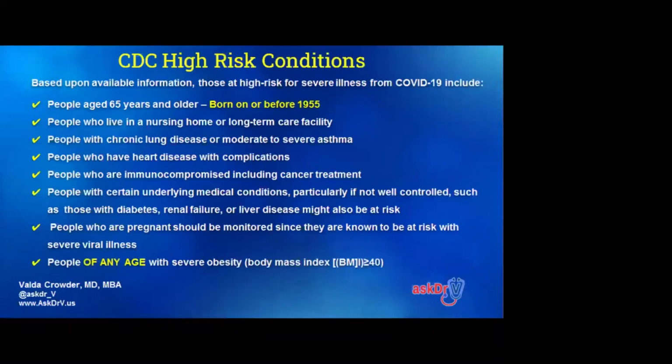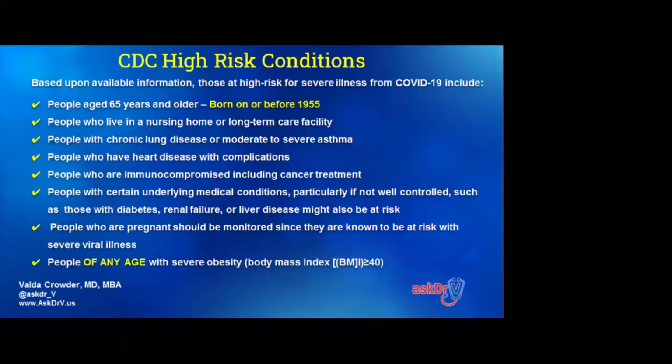So let's talk about risk factors. These are the risk factors for having a severe illness with COVID-19. Most people have heard the elderly. Well, specifically, it's born on or before 1955. And I put that in here because a lot of people say, well, I'm not elderly, I still go to the gym every day, or I still exercise or work out. It is really based upon the year that you're born. So it's on or before 1955.